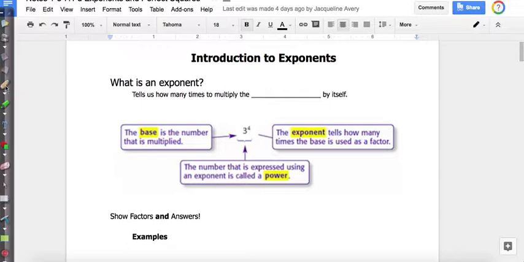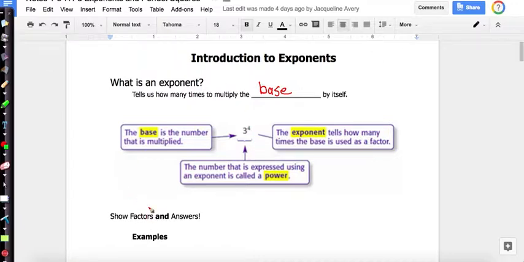So let's review what an exponent is. It tells us how many times to multiply the base by itself. Now the base is the number that is multiplied. The exponent, the small number up here, tells us how many times the base is used as a factor. And the number that is expressed using an exponent is called a power. So we read this as 3 to the 4th power.